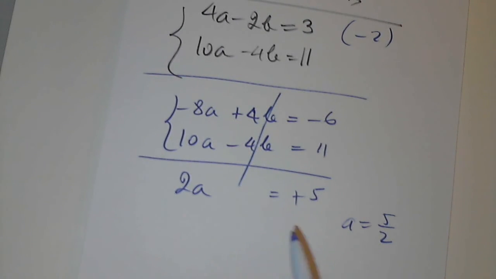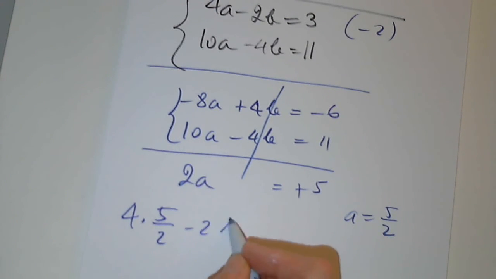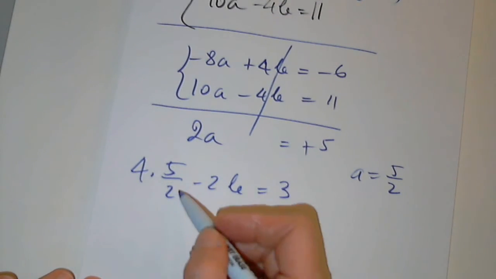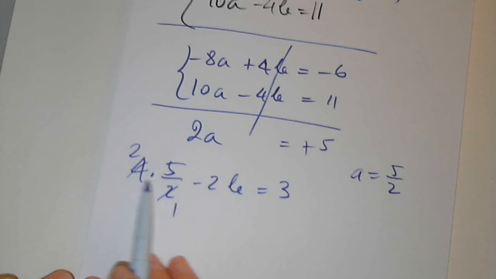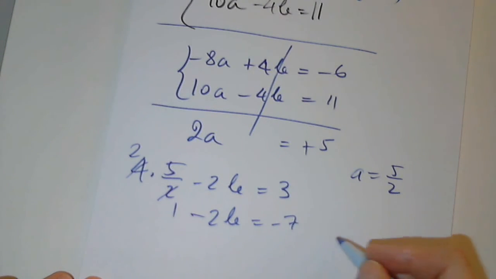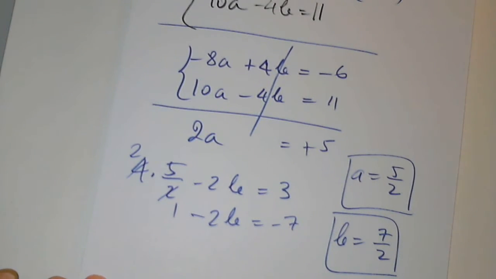Now I go back anywhere, it doesn't matter where. Let's say I go back to the first equation with a equals 5/2. So 4 times 5/2 minus 2b equals 3. Of course I will simplify. So that's 10, negative 2b, and 10 moved to the other side is negative 7. So b equals 7/2. So 3 minus 10 is negative 7. I'm checking my numbers also, so this is 7/2.